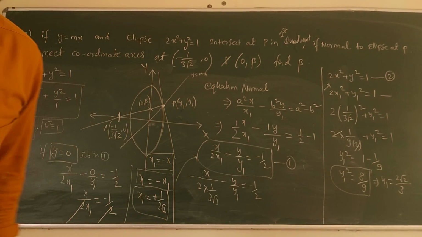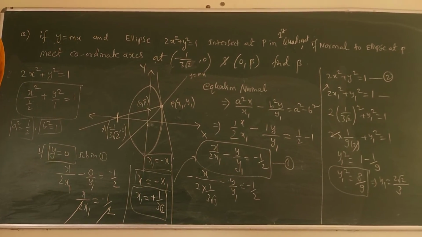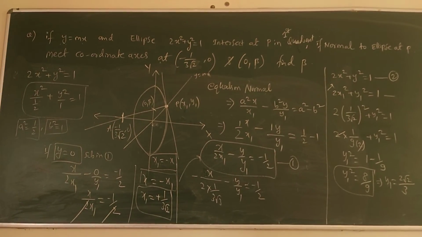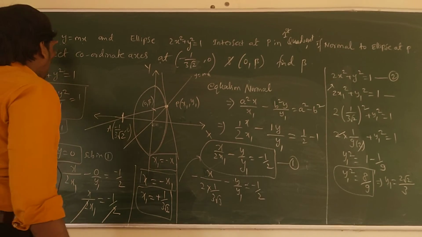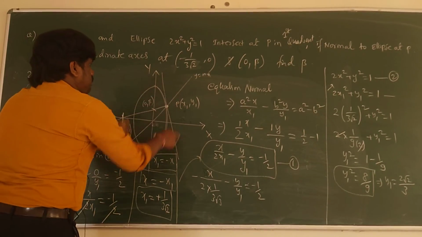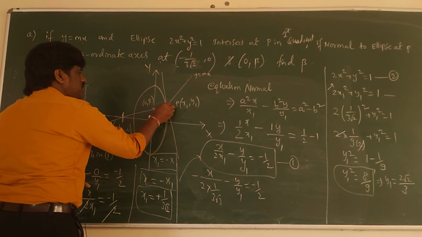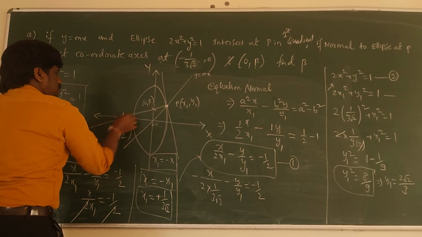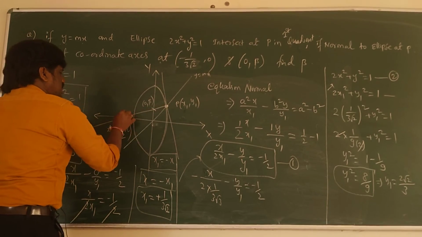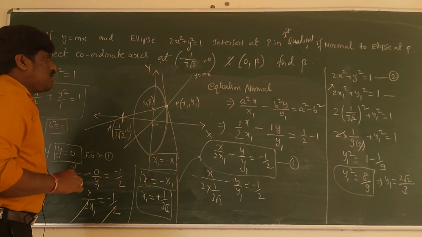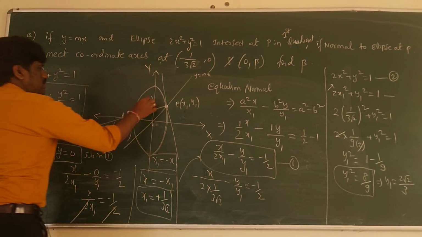So I hope you have understood now. I repeat again to make you understand the clear picture of this whole question. It's a very good question. If y is equal to mx is a line and the ellipse intersecting in the first quadrant at P, if a normal is drawn from P, that normal is intersecting the x-axis and y-axis at particular points. Now what is asked is to find beta.